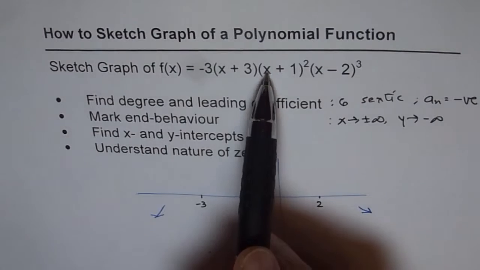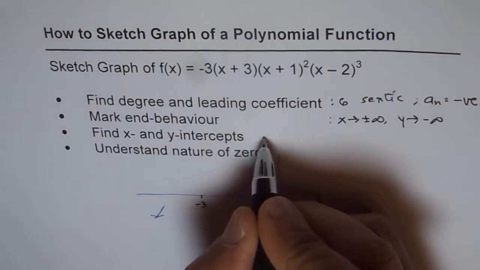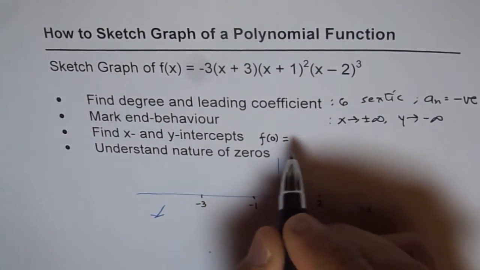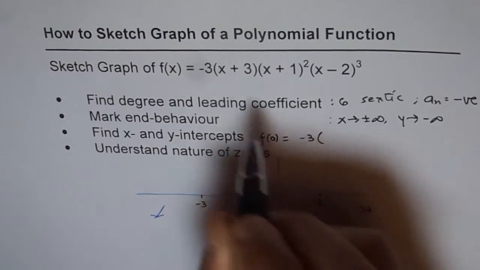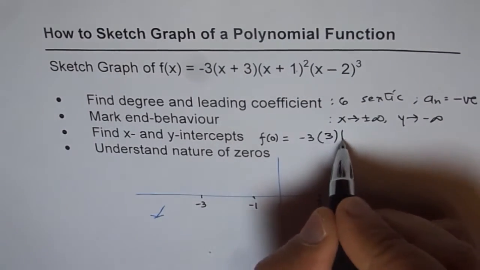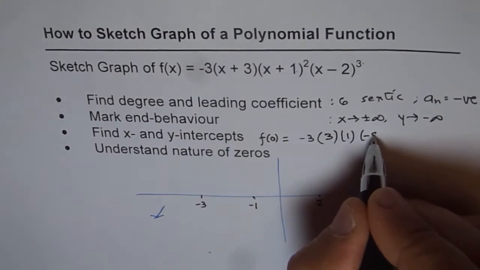Now the y-intercept. For the y-intercept, plug in 0 for x, and then what do you get? Let me calculate this. That means we are trying to find what f of 0 equals. So f of 0 is minus 3 times 3 times 1 times (minus 2) cubed, which is minus 8.